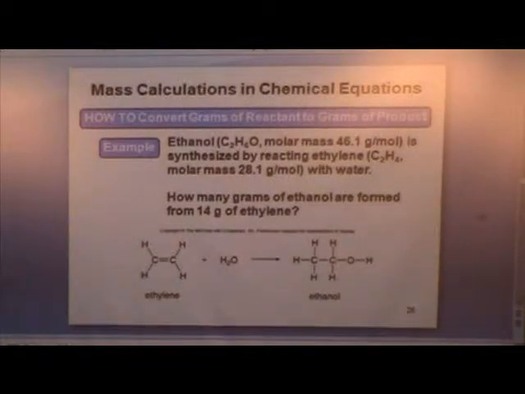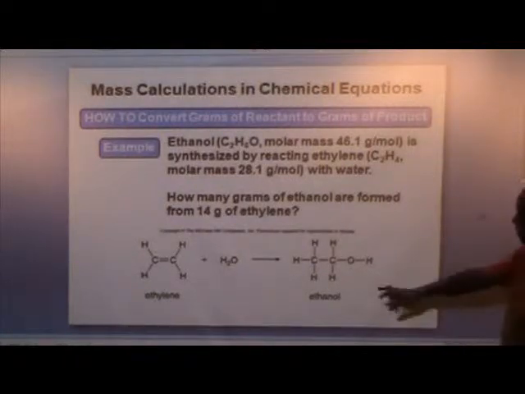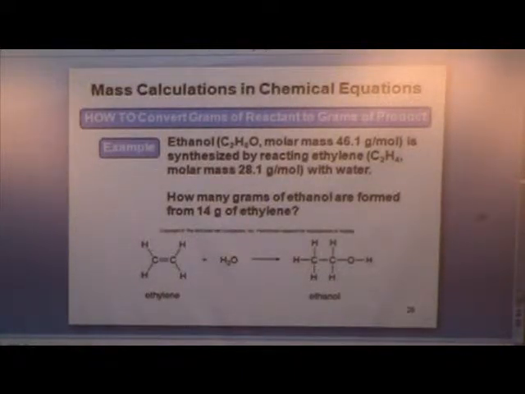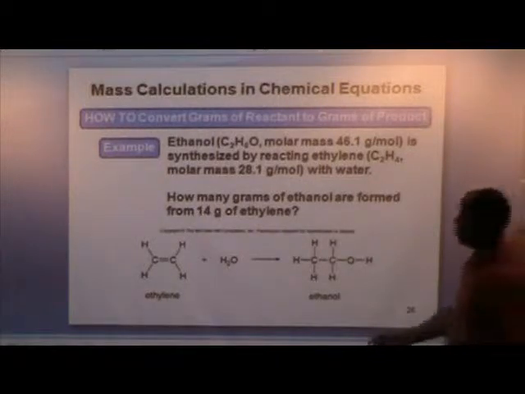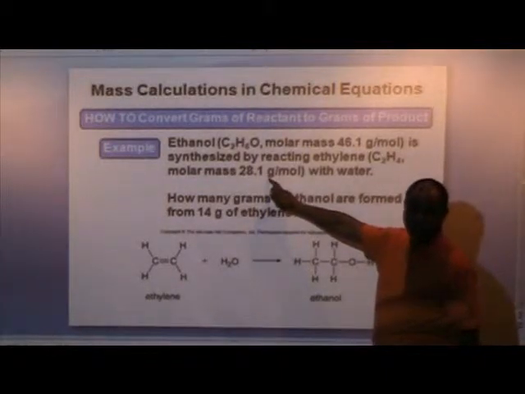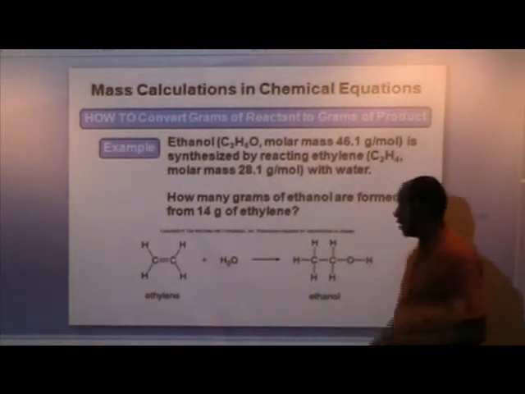Professor, the 46.1, isn't it the grams of ethanol? That could be ethylene. That could be ethanol. 46.1, that's ethanol, that's right here. And that's 28.1. The question is, what is the molar mass of ethylene? 28.1.